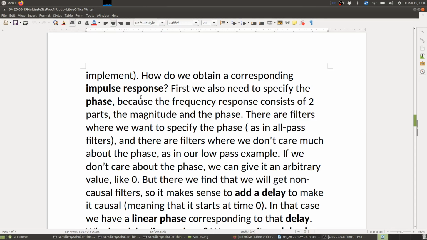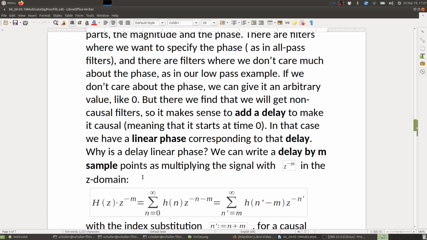First, we also need to specify the phase, right? Because in the frequency domain, we have magnitude and phase. So we need to specify both. There are filters where we want to specify the phase, as in all pass filters. And there are filters where we don't care much about the phase, as in the low pass example. If we don't care about the phase, we can give it an arbitrary value, like for instance 0.